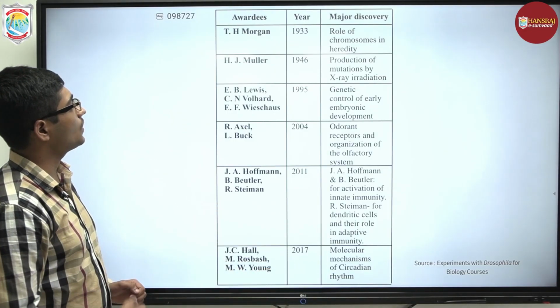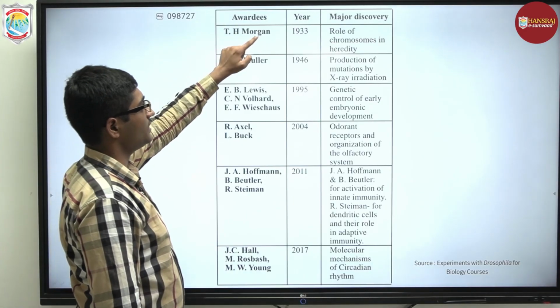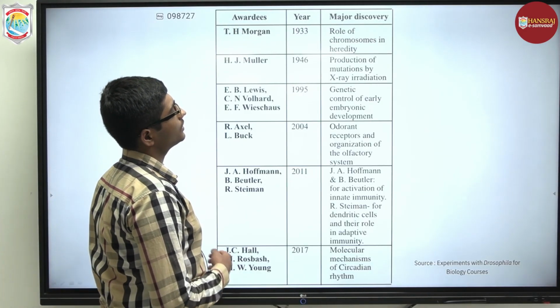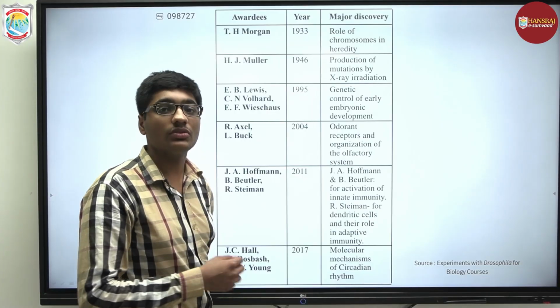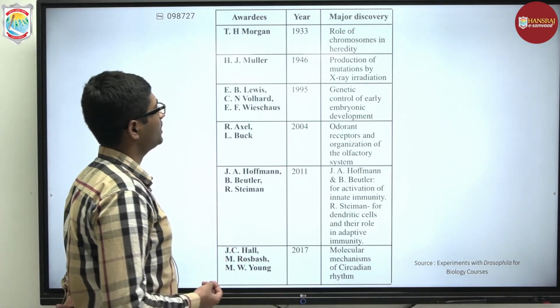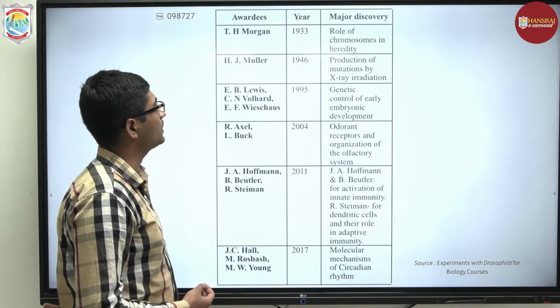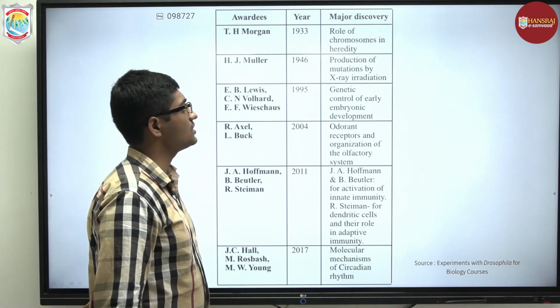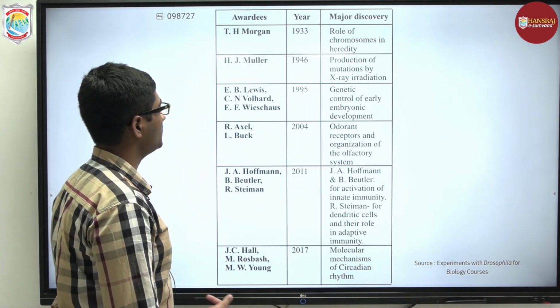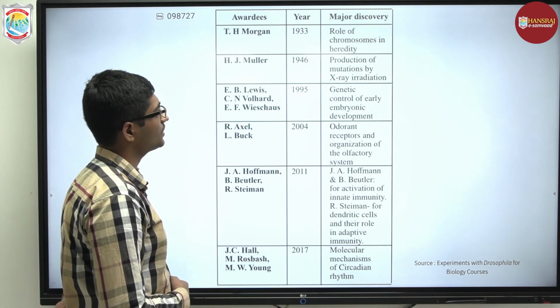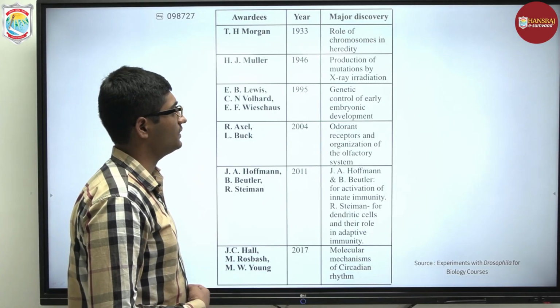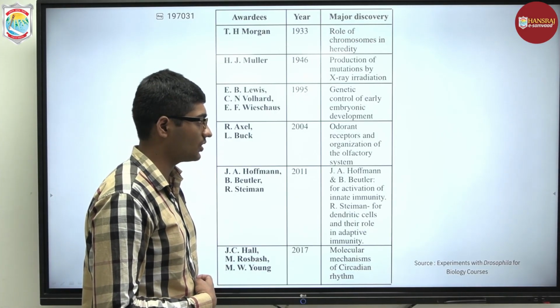So the first award was given to T.H. Morgan in 1933 for the role of chromosomes in heredity, the chromosomal theory of inheritance. Then in 1946, H.J. Muller was awarded the Nobel Prize for the production of mutations by X-radiation. In 1995, Lewis, Nüsslein-Volhard, and Wieschaus were awarded Nobel Prizes for genetic control of early embryonic development.